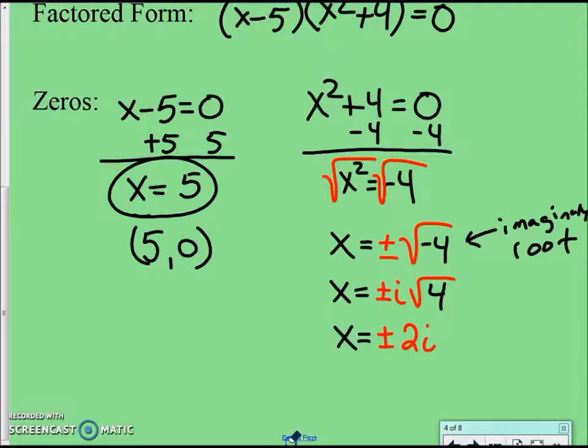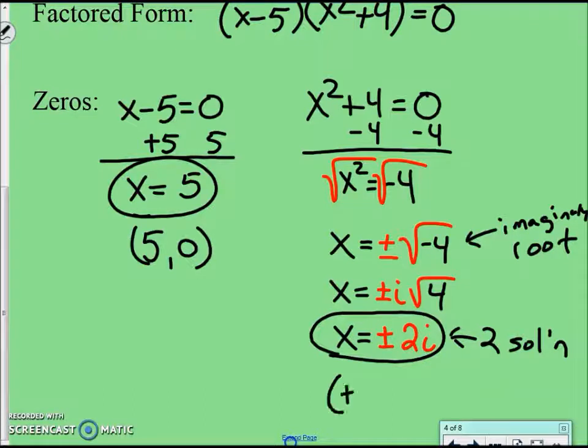And our corresponding zeros, this is 2 solutions, right? So our corresponding x-intercepts would be (2i, 0) and (-2i, 0). Okay? So now we have our 3 zeros, and we have our 3 x-intercepts, because we're going to cross the x-axis 3 times.